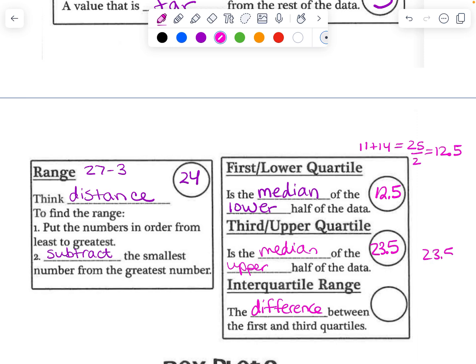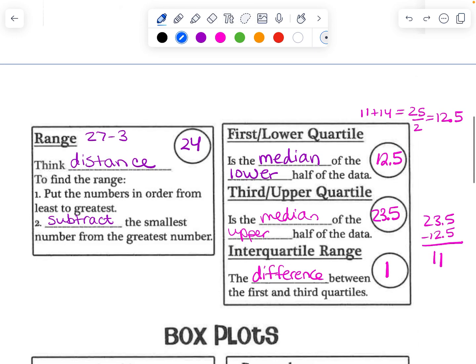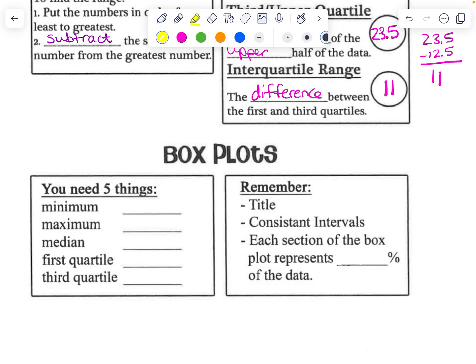All right, so the first graph that we're going to learn how to do today is called a box plot, and we need 5 things to make a box plot. And these are the 5 things that we need right here. We need the minimum, maximum, the median, the first quartile, and the third quartile. We just did the first and third quartile, so let's fill those in while we have it right in front of us.